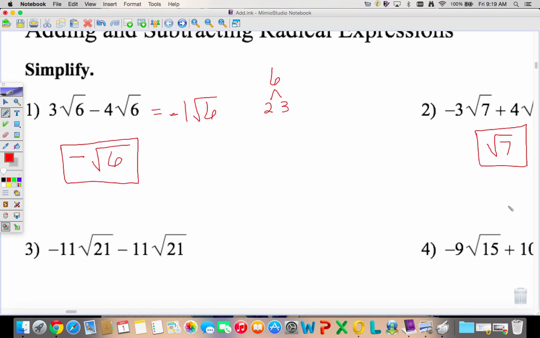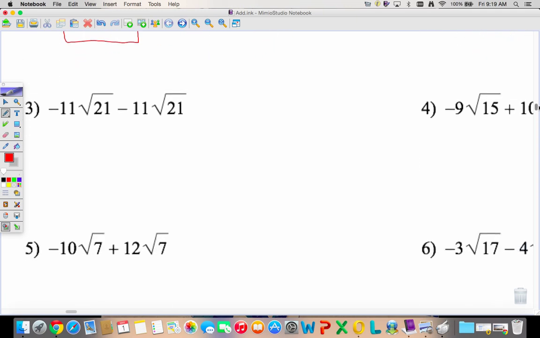Right, number 3. We have negative 11 square root of 21 minus 11 square root of 21. Again, you have your like terms: square root of 21 and square root of 21. So we're going to do negative 11 minus 11, which is negative 22. And then you have the square root of 21. See if you can simplify 21. The numbers that go into 21 are 3 and 7. Both of those are prime numbers. There are no pairs that I can pull out. So your answer here would just be negative 22 square roots of 21.